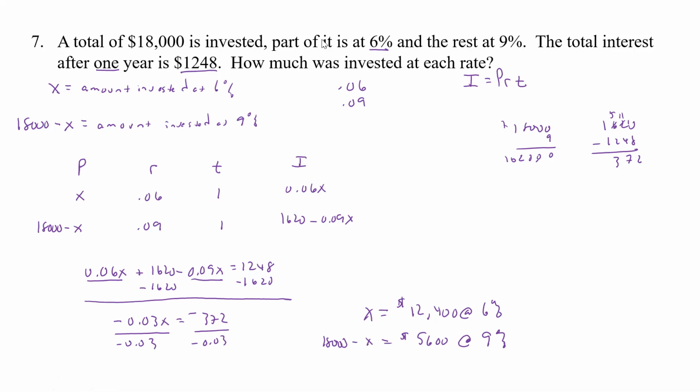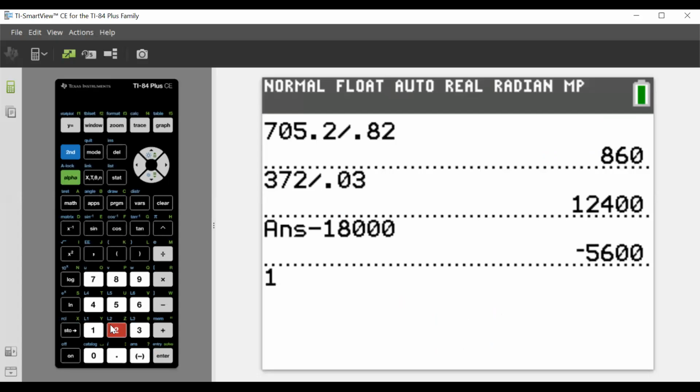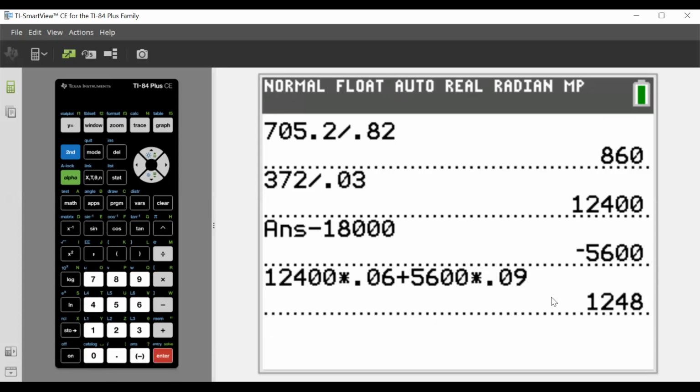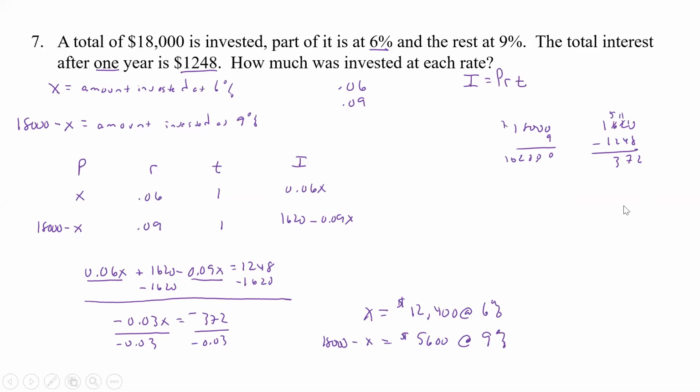So now let's see if it equals the amount of money we earned. What we're going to do is take the 12,400 times 0.06 plus the 5,600 times 0.09. Now we're supposed to get 1248. We get 1248, and so it does check out. Okay, so those then are the correct answers for this problem.